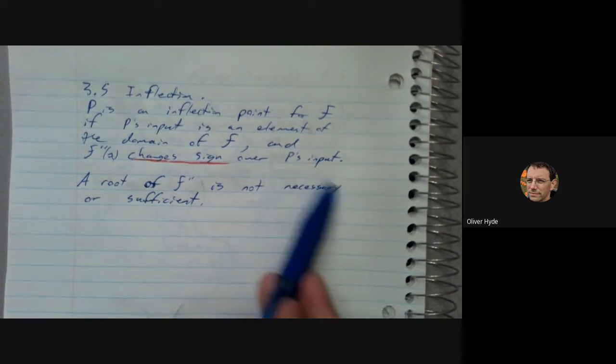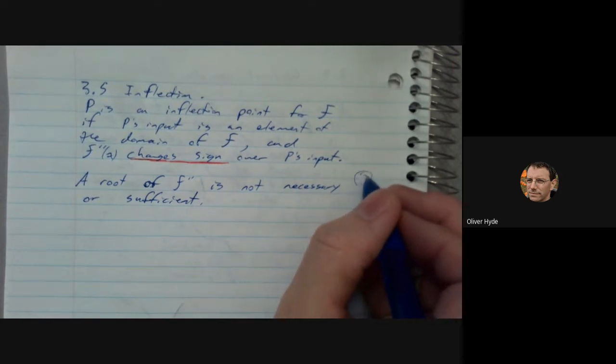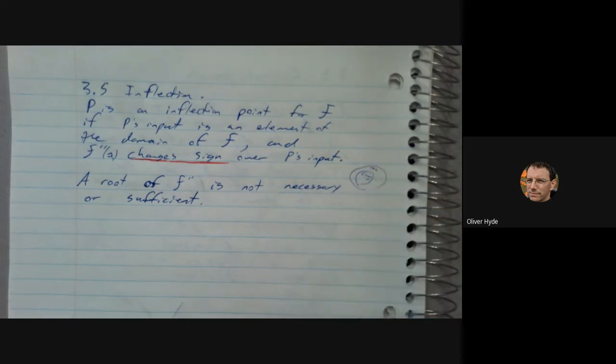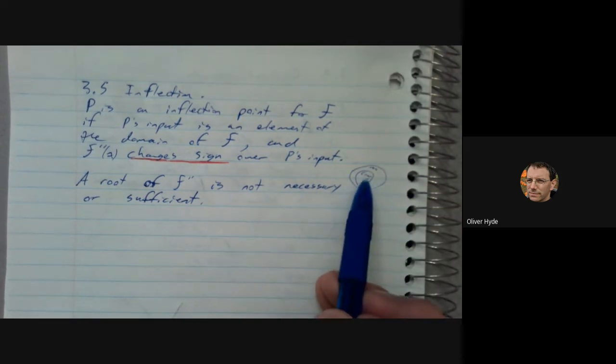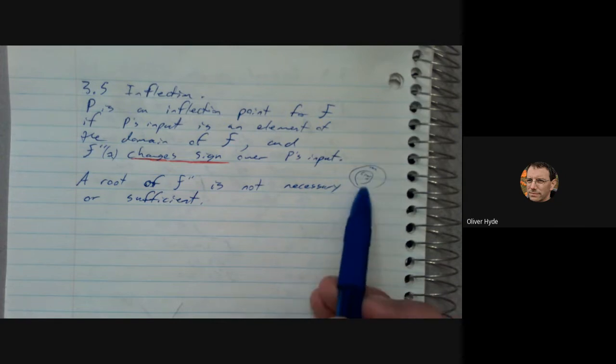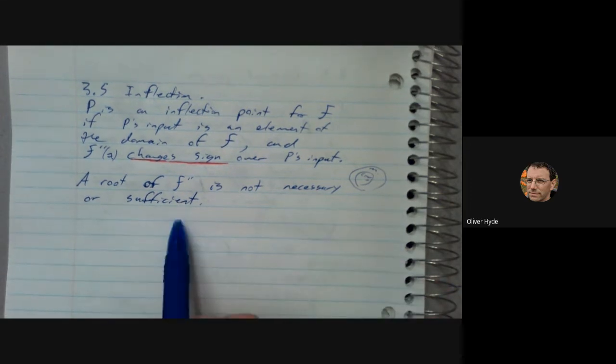Let's talk about being a mammal and being a cow. Here are cows, and here are mammals. If you are a cow, it is necessary that you are a mammal. But being a mammal is not sufficient for being a cow. Just because you're a mammal doesn't mean you're a cow. You can be sufficient but not necessary.